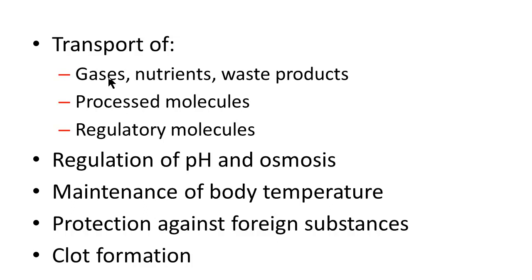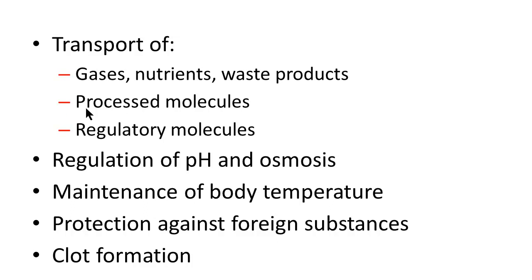Nutrients, an important nutrient is glucose, and there are others as well, such as proteins, fats, other carbohydrates, but glucose being the primary nutrient for our cells. And waste products such as urea, which is a waste product as a result of breaking down proteins, and there's other waste products as well.